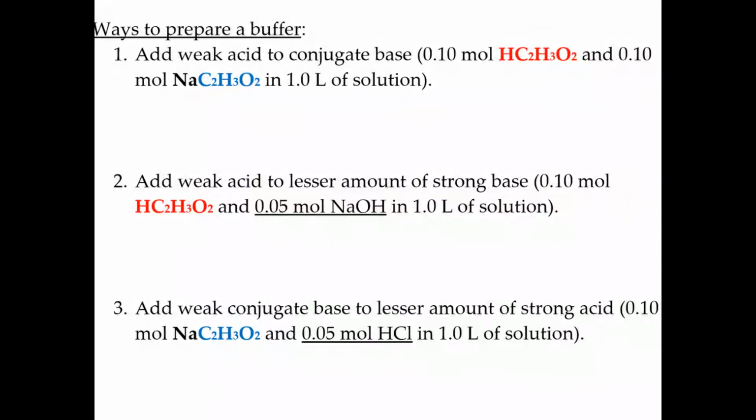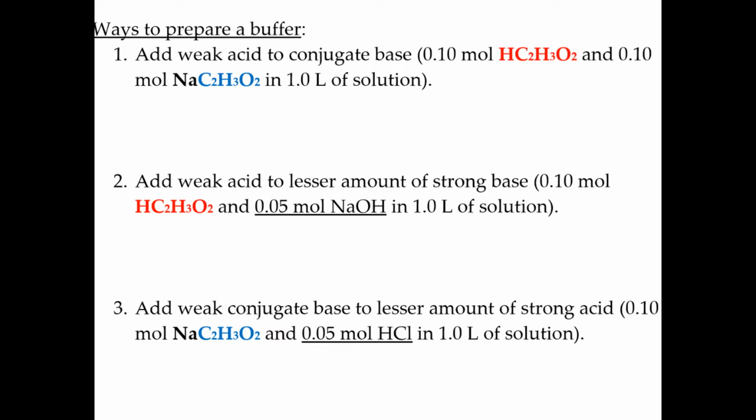Today we're on page 4 of the AP Chemistry Chapter 15 packet, and we're going to be discussing ways to prepare a buffer. Recall that a buffer is made up of a weak acid and a conjugate base, or the opposite, a weak base and its conjugate acid. So in order to have a buffer, we're going to have a weak acid and conjugate base, or vice versa.